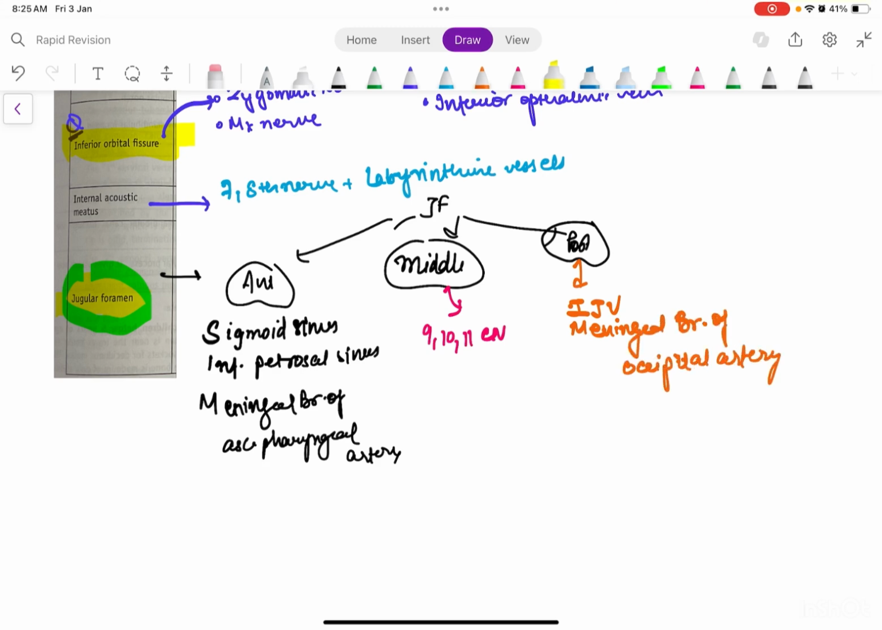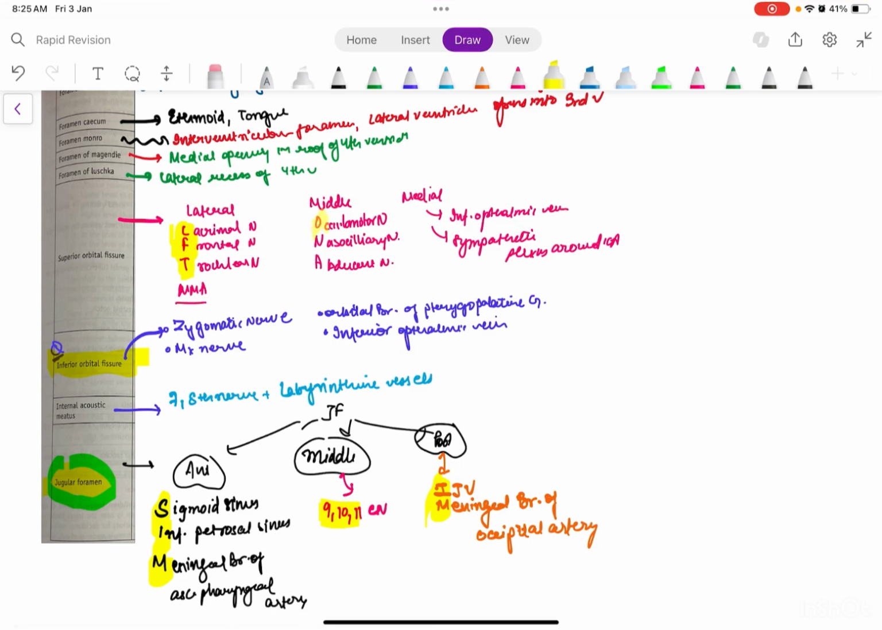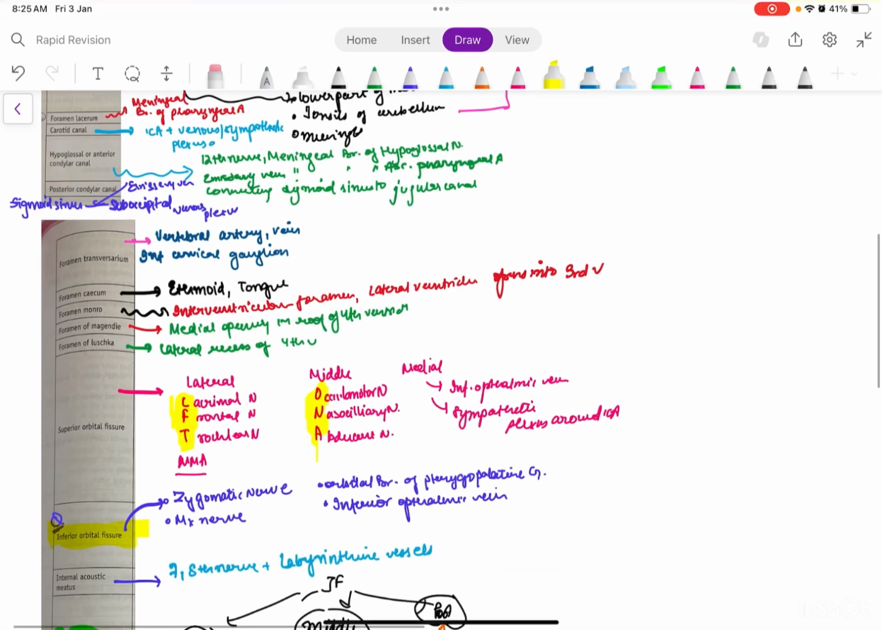Alright, so these are the important structures that are asked in exams, and you should know them. You can't skip them. So I hope I made it easier for you to remember through these tricks.